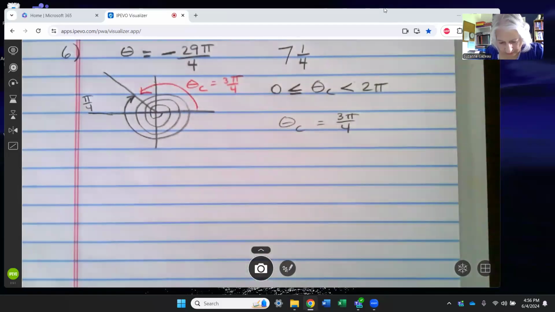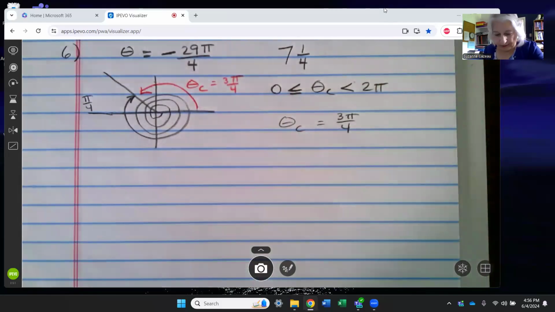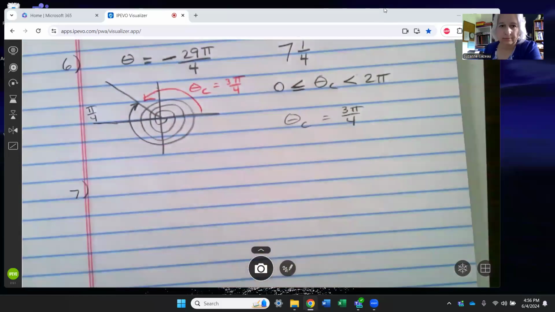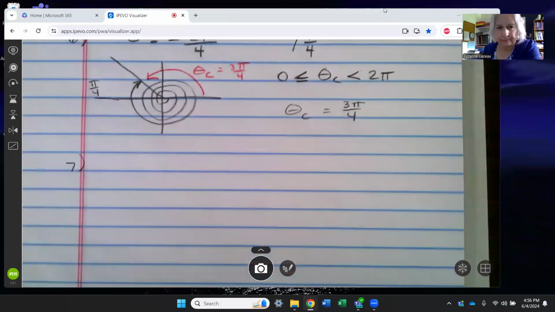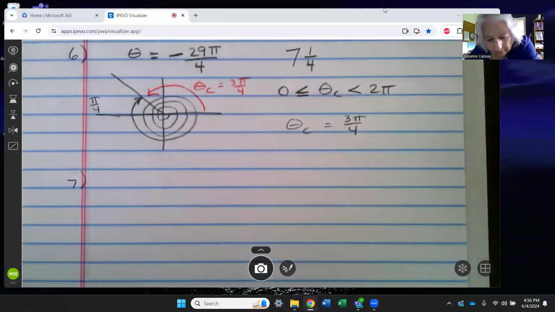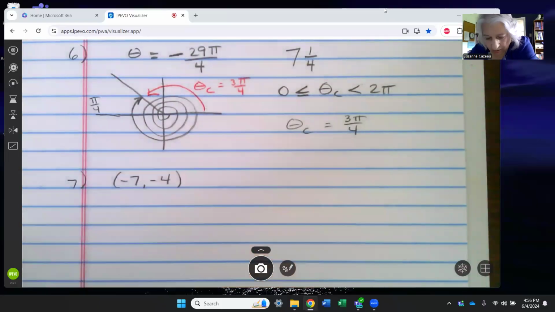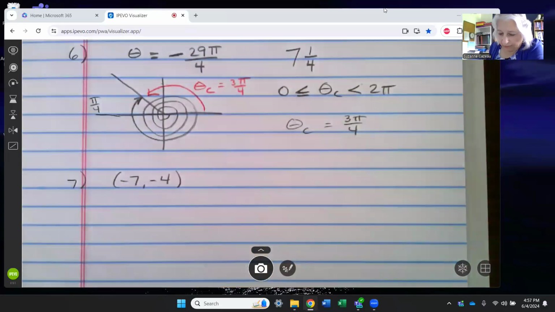That was number 6. That also came from 6.1. Okay, number 7. I like these ones. Number 7. Find the, wait. The point -7, -4. Okay, -7, -4 lies on the terminal side of angle theta. Find the 6 trig functions.